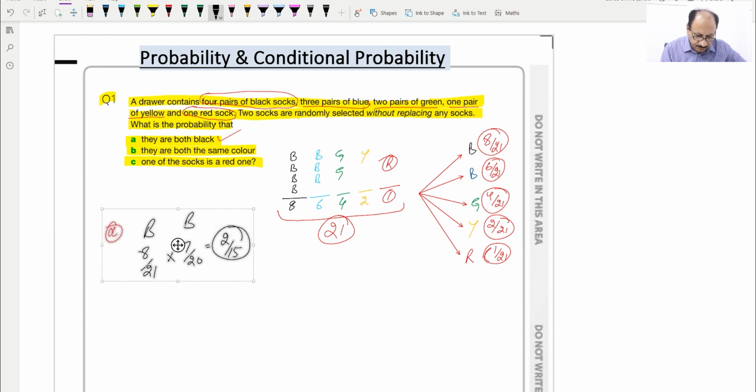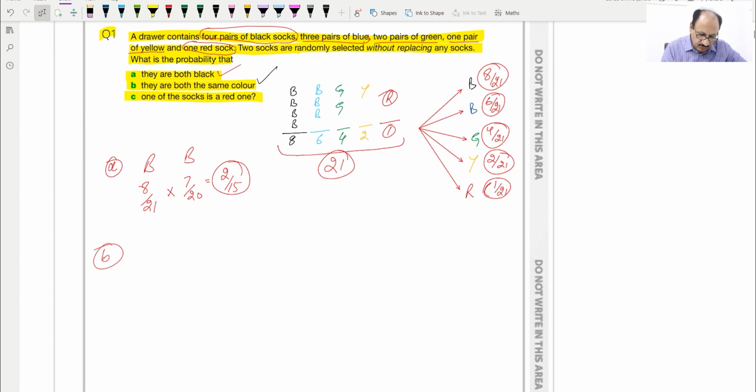Now the B part says they are both the same color. So what can be the options for the same color? It can be black and black. The second possibility will be green and green.